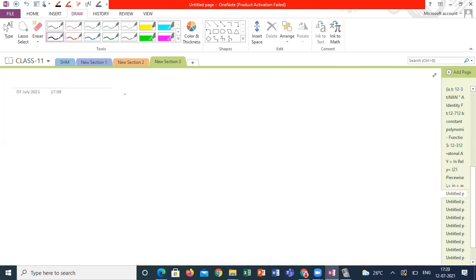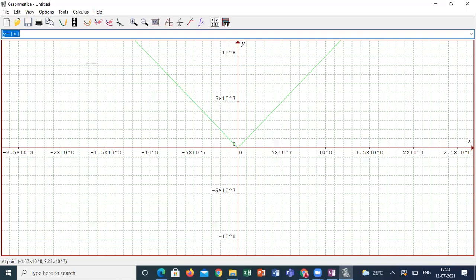One more standard function that doesn't have any name. F of x is equal to minus of mod x. How will we define this function? If I look into the graph of this function, I will get something like this. This orange color graph shows y is equal to minus mod x.